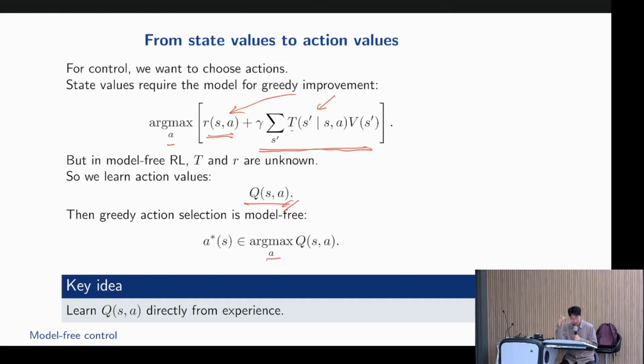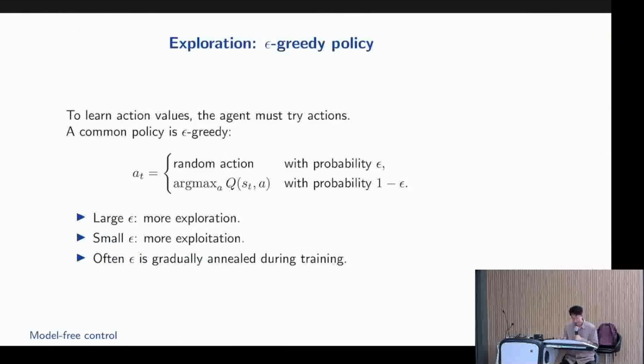So from this experience or data, how do we learn this Q? That's the framework we're going to think about. Because if we have Q, we immediately have this greedy policy. And further, for practical purposes, we're going to employ an epsilon greedy policy.